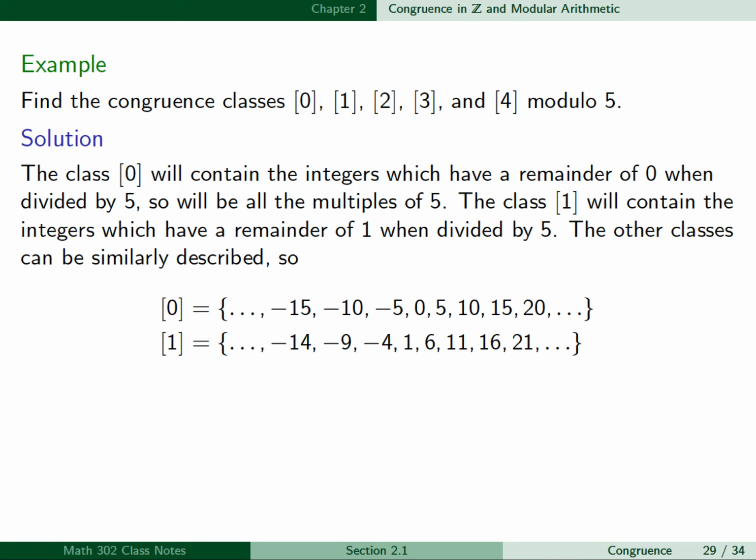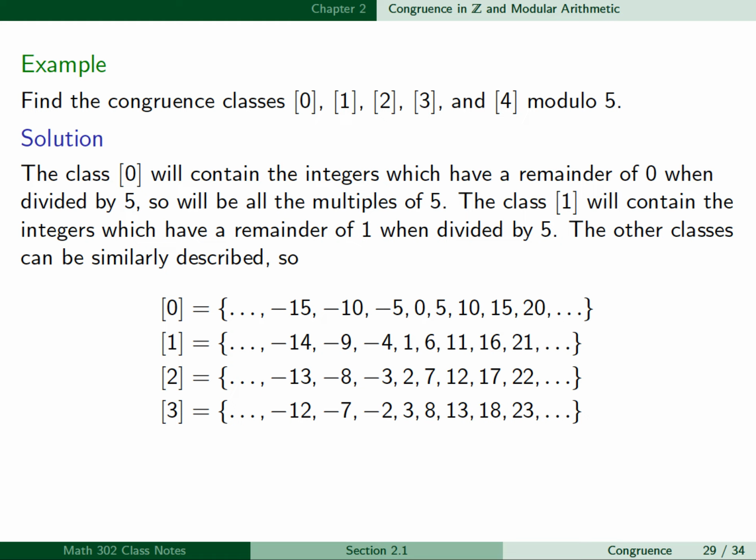The class of 1 will contain negative 14, negative 9, negative 4, 1, 6, 11, 16, 21, and so on. So these are all the integers that have a remainder of 1 when divided by 5. The class of 2 will be the set containing negative 13, negative 8, negative 3, 2, 7, 12, 17, 22, and so on. And the class of 3 is as shown, and the class of 4 is as shown. And we're missing a brace on the right side of the class of 4.